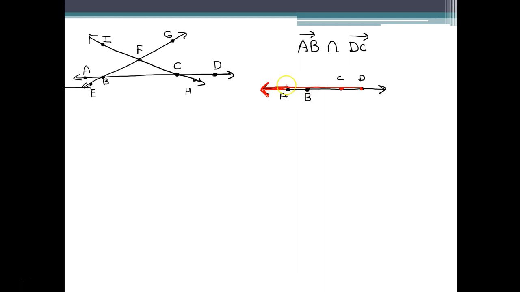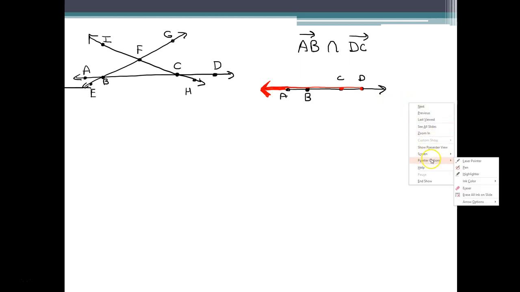So where's the intersection? So where do they overlap? In this case, you're looking at what's both red and black at the same time. Well, starting at A, we've got the black point A, but we've also got the red ray going through point A. And then through B, it's both black and red. Through C, it's both black and red. Through D, it's both black and red. And then after D, it's just black.